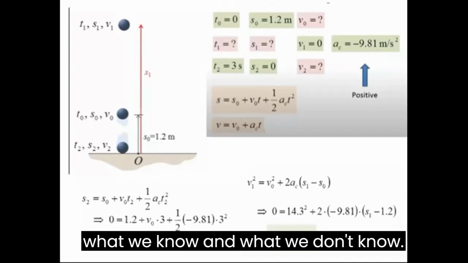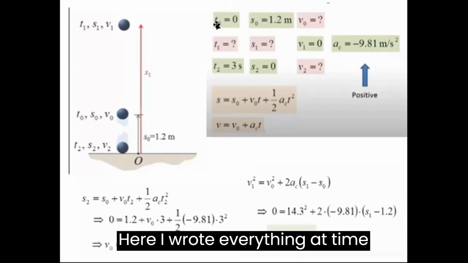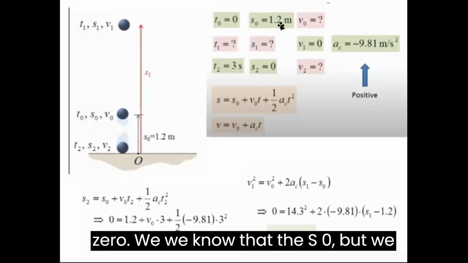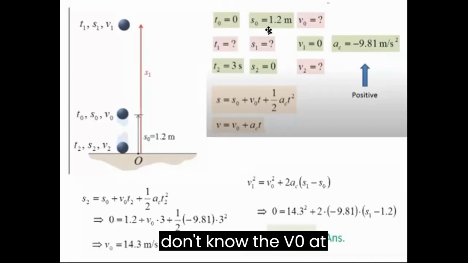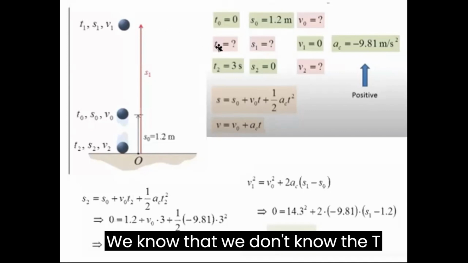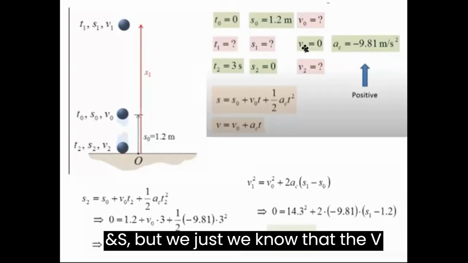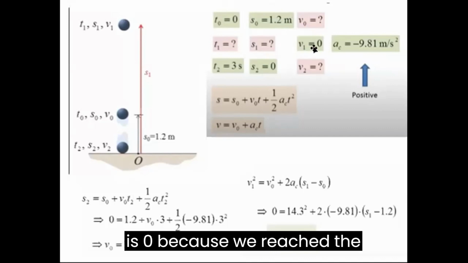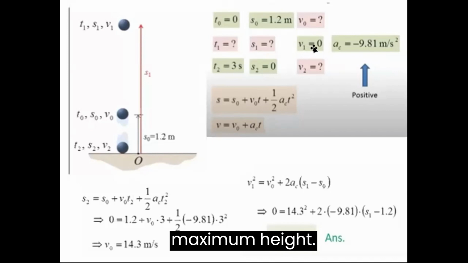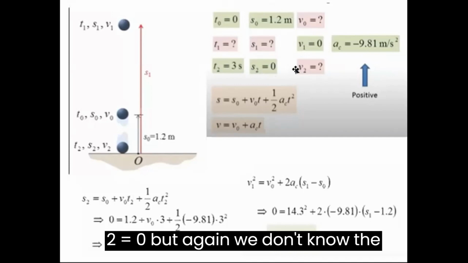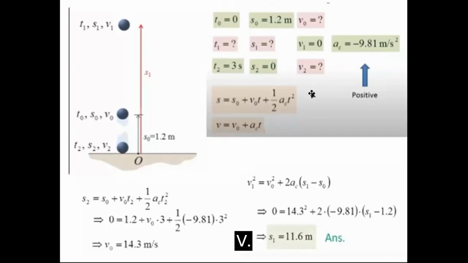Let's look at what we know and what we don't know. Here I wrote everything. At time 0, we know s0, but we don't know v0. At t1, state 1, we don't know t and s, but we know that v is 0 because we reached the maximum height. And at time t2, 3 seconds, s2 equals 0, but again, we don't know v.